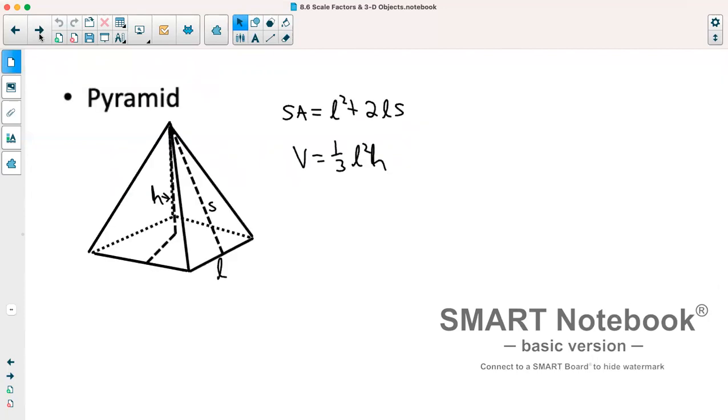For a pyramid, our surface area is L squared, which is our base, plus 2 times L times this diagonal height from our base up to the center of pyramid. And our volume is 1/3 our length squared times our height.